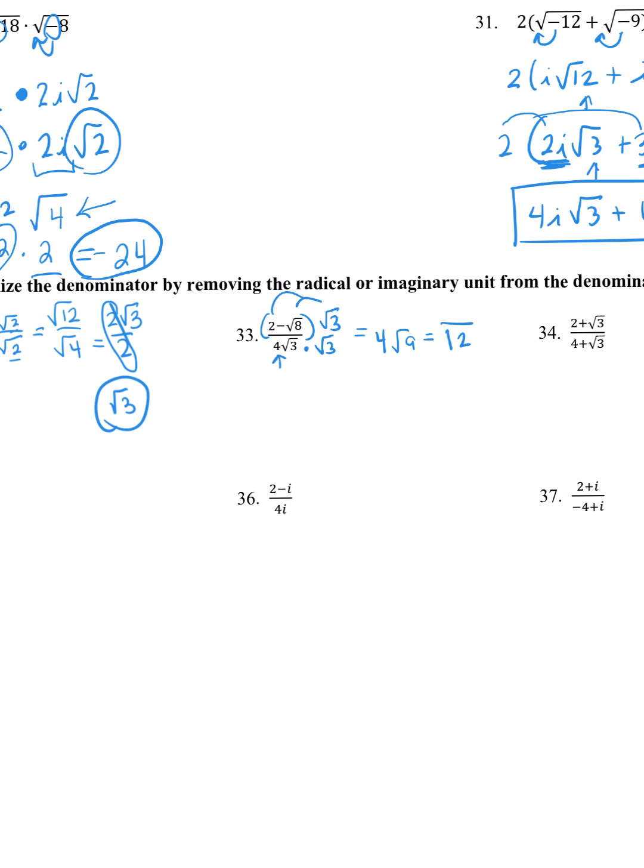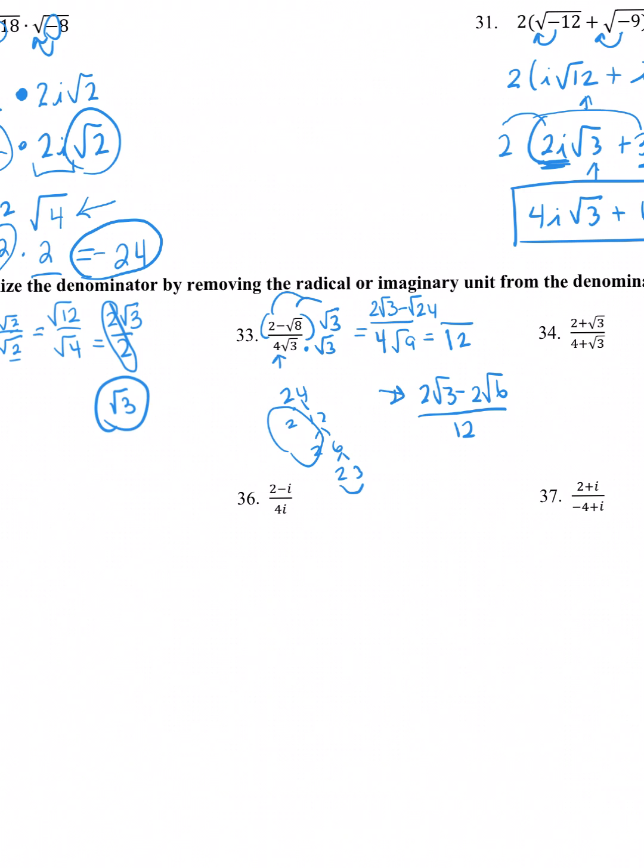On the top, I will distribute this. So when I do that, I'm going to get 2 square root of 3 minus square root of 24. I will break down that 24. It's 2 and 12. It's 2 and 6. It's 2 and 3. I have a pair of 2's. This is extra, so that'll stay inside. So what that's equal to, I'm going to write it down here, is 2 square root of 6. And all of that is over 12.